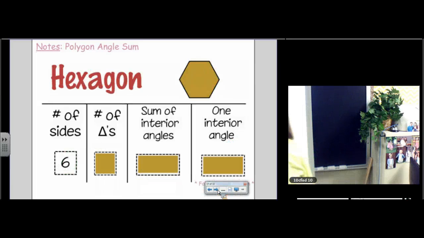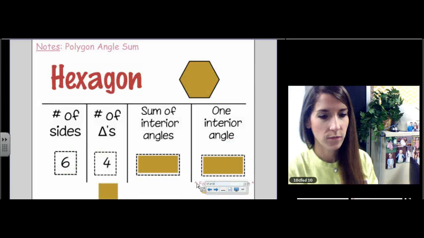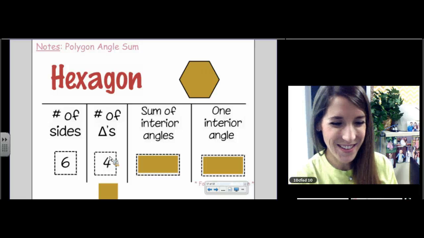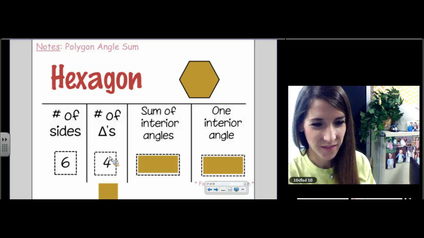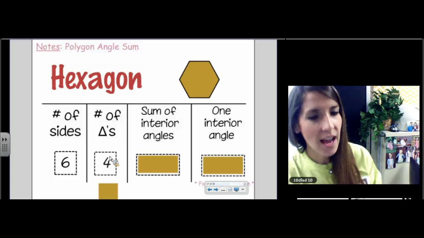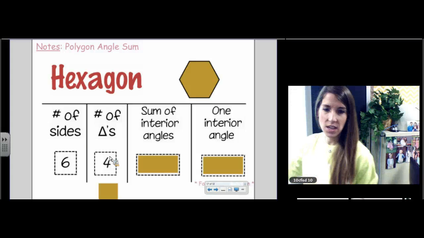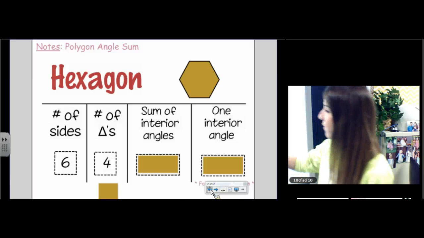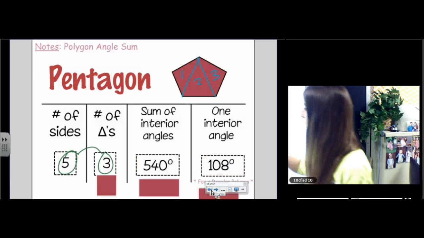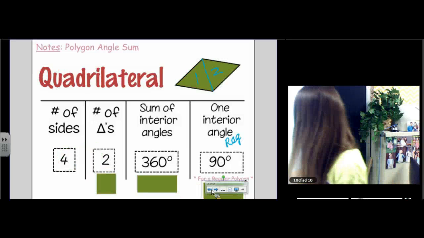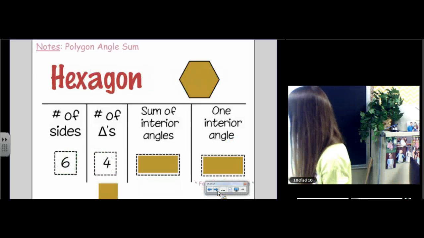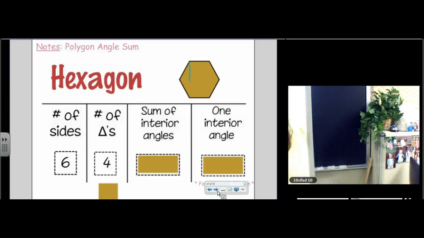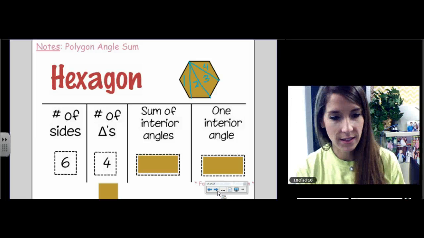What do you notice? 6 to 4. Every time you take the number of sides and you subtract 2 to get the number of triangles. Look, 6 minus 2 is 4. 5 minus 2 is 3. 4 minus 2 is 2. So the number of triangles you can draw is 2 less than the number of sides. It's always 2 less.